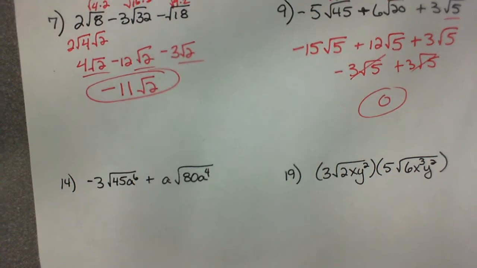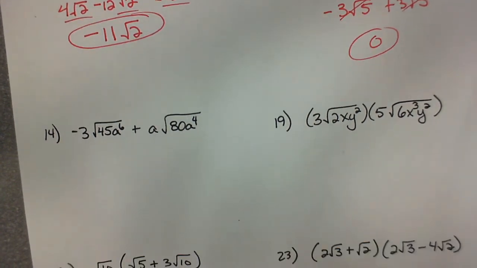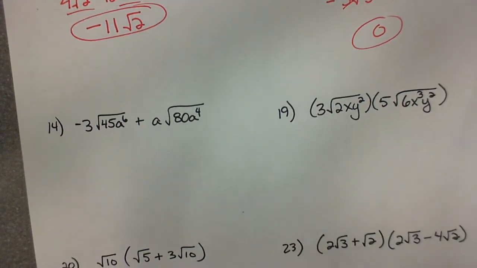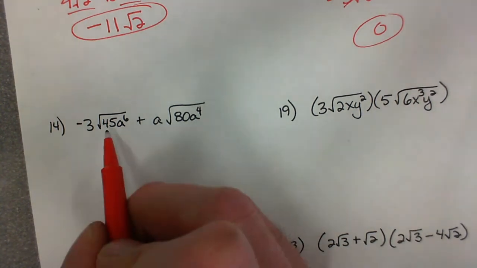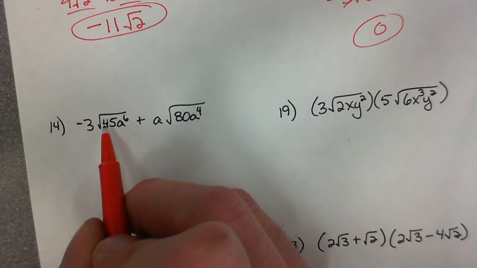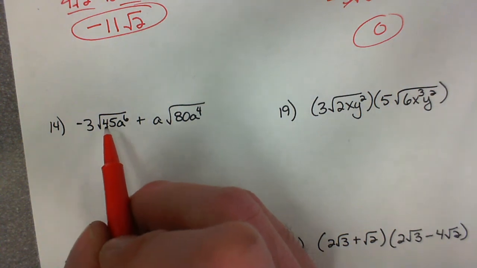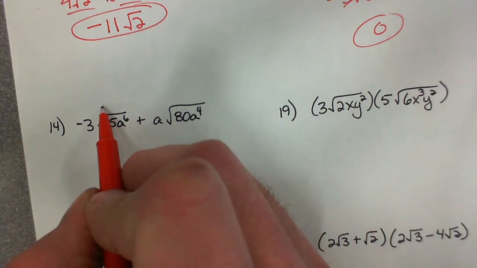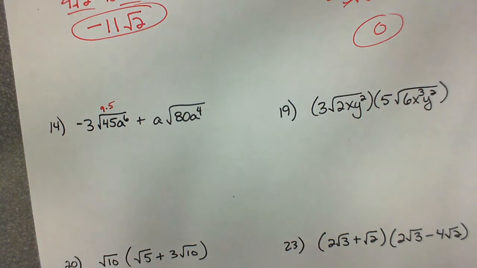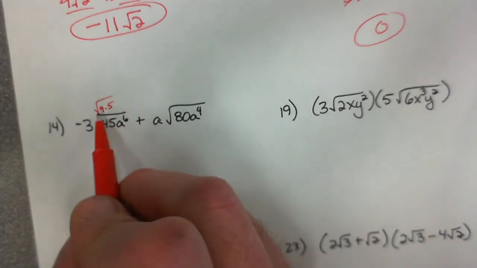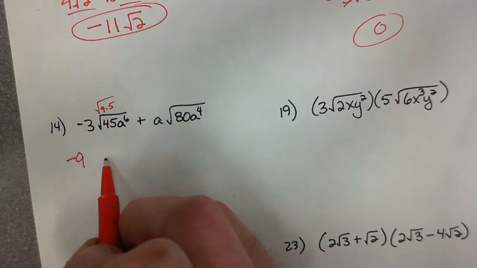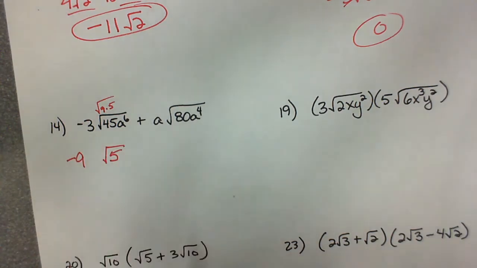If we move on to 14, a little similar. We just have some variables in there. So we know that 45 has a perfect square factor of 9. I believe that's 9 times 5. So take the square root of that. Square root of 9 is 3 times negative 3 is negative 9. And we're left with square root of 5.